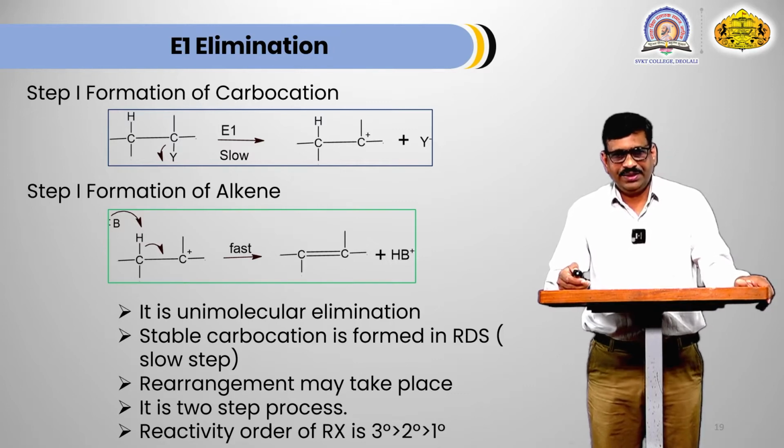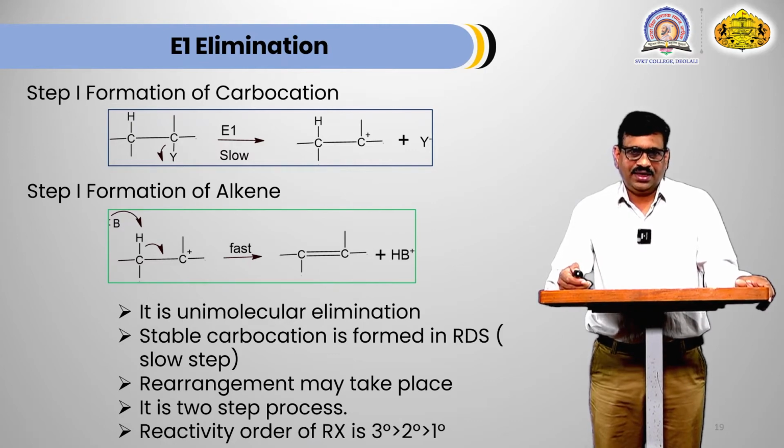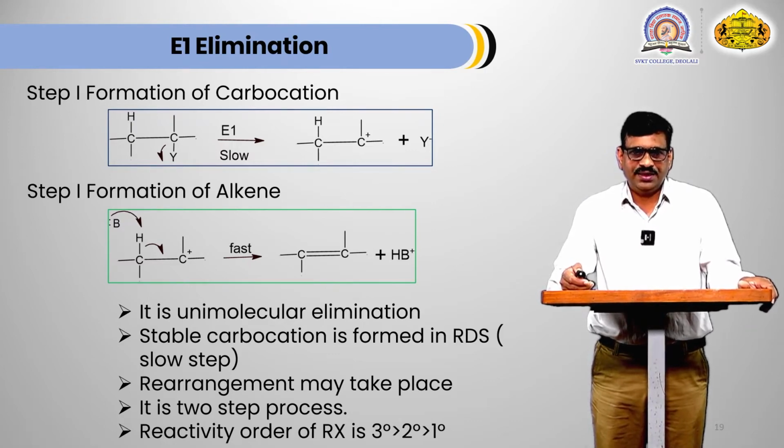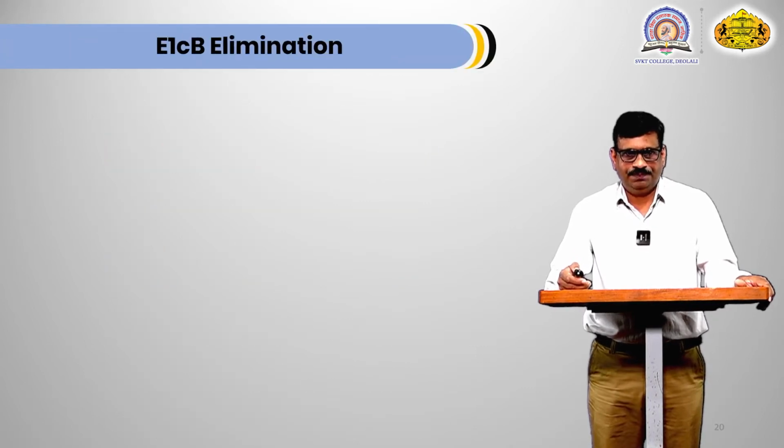In E1 elimination, a carbocation is formed as an intermediate and we know that a carbocation can rearrange itself from primary to secondary or secondary to tertiary because the stability of carbocation is tertiary greater than secondary greater than primary. Hence, rearrangement is possible in E1 elimination.